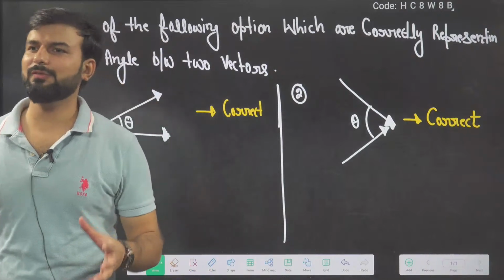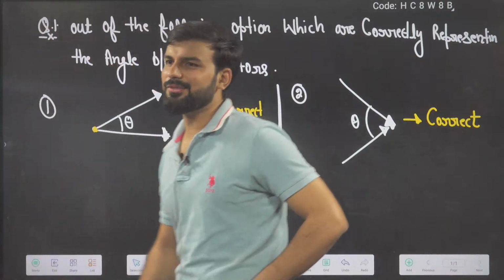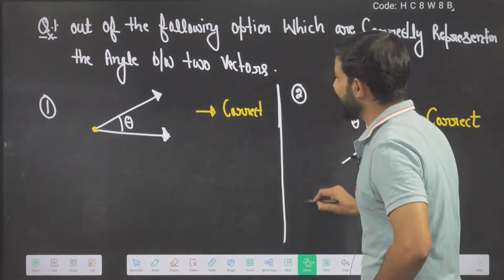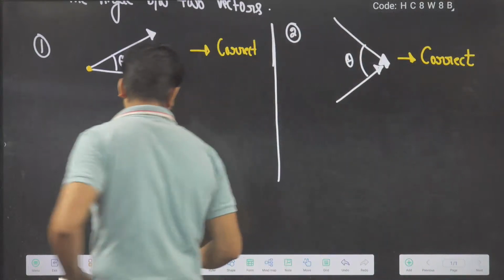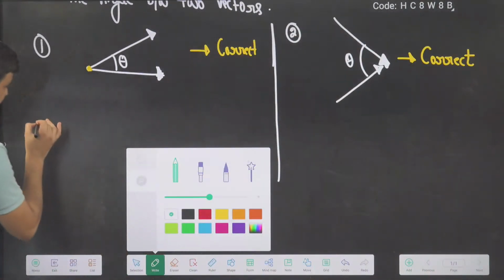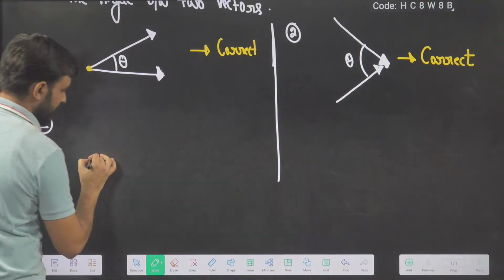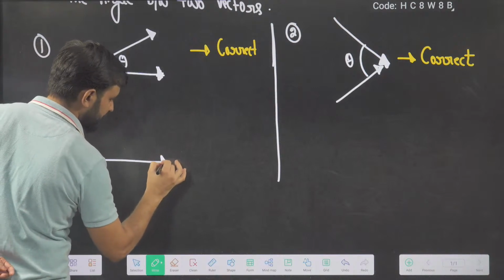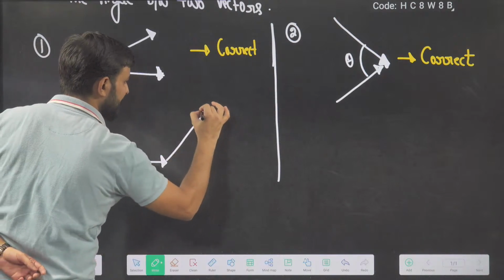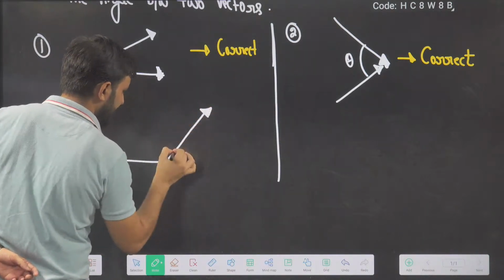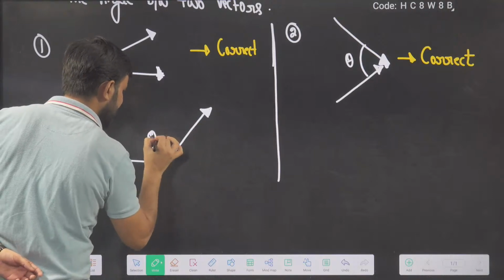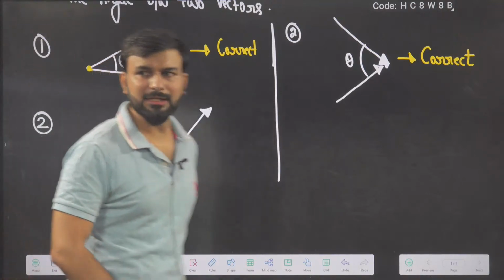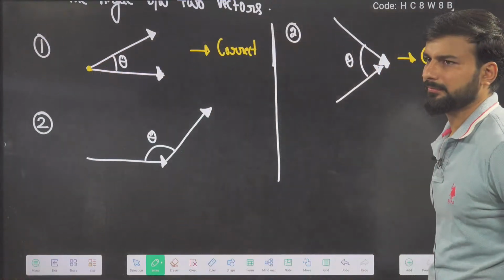So this too is very easy. Now let's come to the very important one. Let's see whether you're able to figure it out or not. The next thing you have is something like this. One vector is like this and another vector is like this, and in the diagram this is the angle theta. Is this one correct or incorrect?